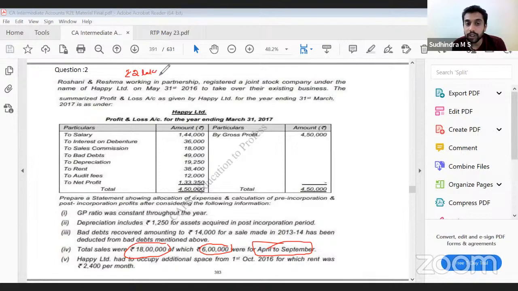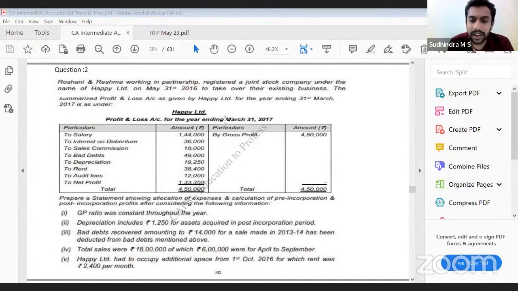What would be the sales of post-incorporation? 16 lakhs. So 1:8. Understood? Yes, it was April to September. So the moment we get 6 lakh, we feel that it is entirely related to pre-incorporation. No. We have to read the question carefully. 1:8 is the right answer. So everyone understood 1:5 time ratio, 1:8 sales ratio?